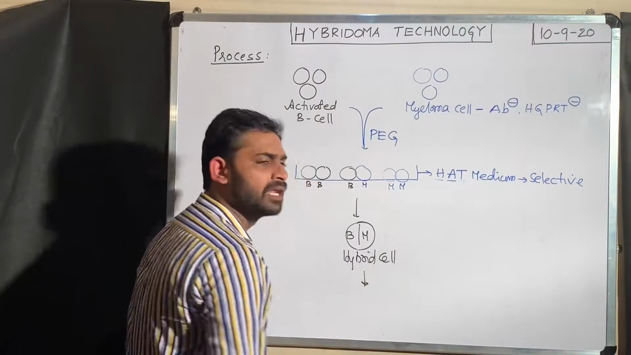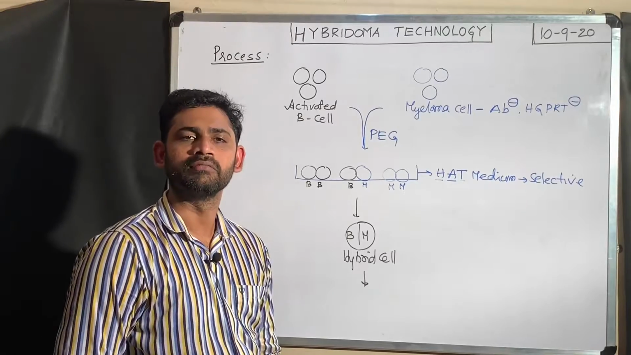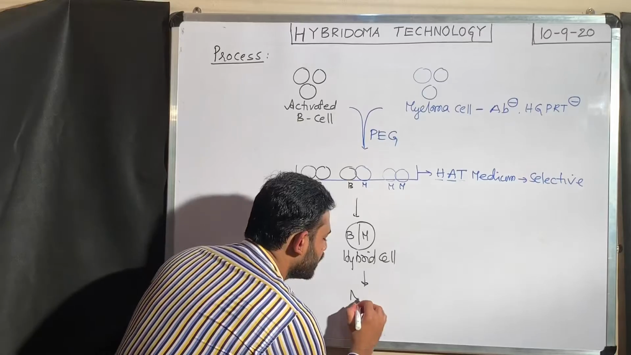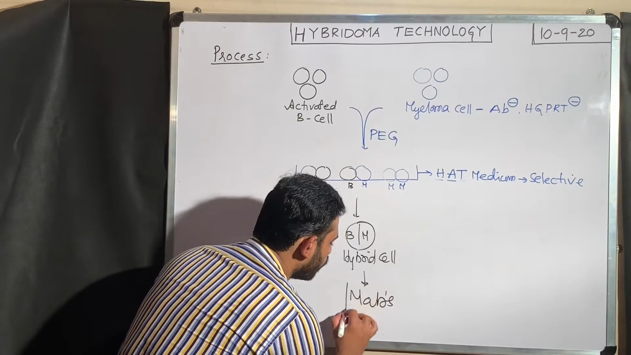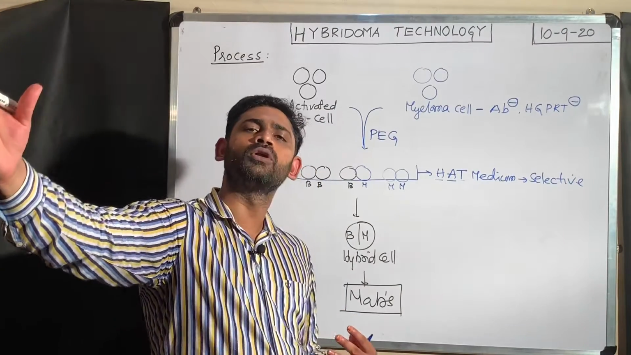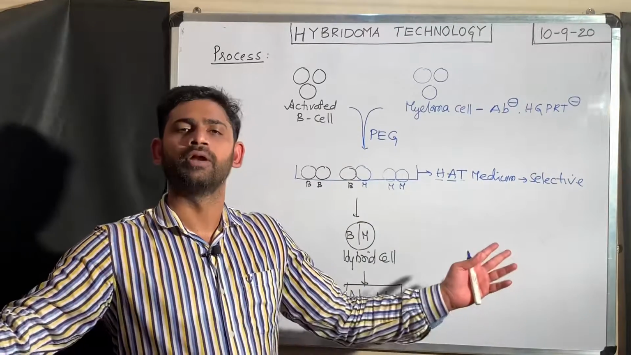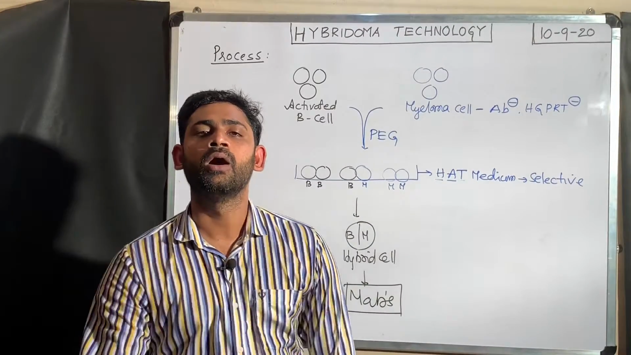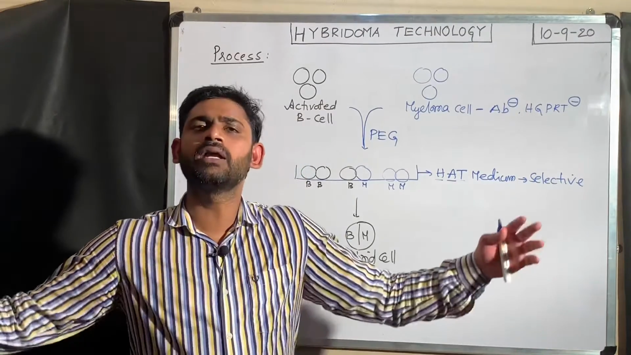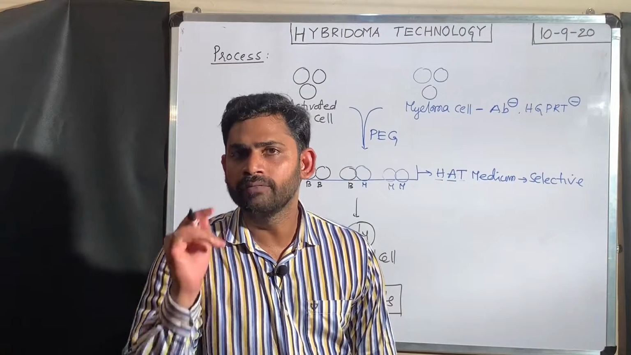This hybrid cell undergoes infinite cell division. Continuously it will undergo cell division. While it is undergoing cell division, continuously in the medium it is involved in the formation of monoclonal antibodies. An infinite number of monoclonal antibodies it can produce. These total antibodies go and react with only one type of antigen, or this large number of antibodies go and react with a specific type of epitope.